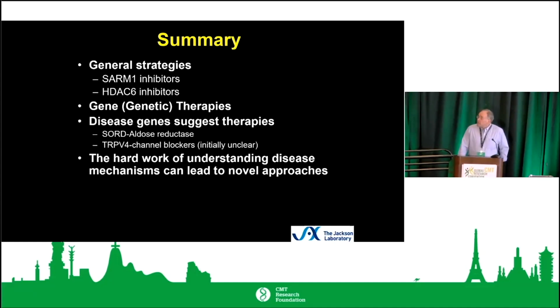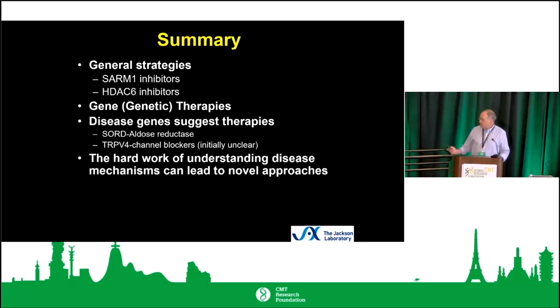So what I want to emphasize here and just summarize is there are general strategies that might apply across multiple forms of CMT, like SARM1 inhibitors or HDAC6 inhibitors, but those strategies are fairly downstream of the actual causative mutation and the kind of fundamental biology. And while I think they're promising and need to be tested, it's also not clear that they're going to be a magic bullet that's going to have a great effect in all forms of CMT. We're going to talk a lot today about gene therapies and genetic therapies. That's almost the definition of getting at the core disease mechanism, and I think that's an extremely promising approach.